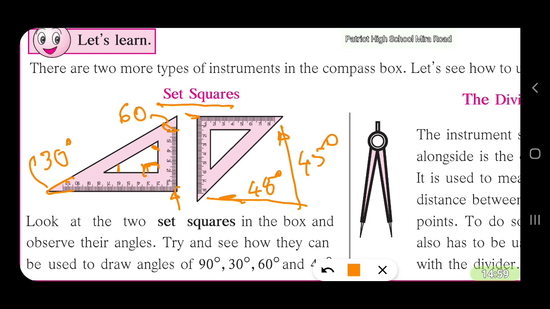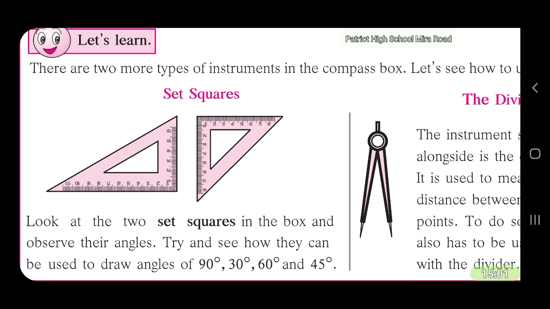With these set squares you should be able to draw a 30 degrees angle. You place it on a straight line like this, and from here you mark another straight line, so you will get a 30 degrees angle. Similarly, you can get 60 degrees, 45 degrees, or you can get a 90 degrees angle as well. Both the set squares will give you 90 degrees. This set square will give you 90 and 45.